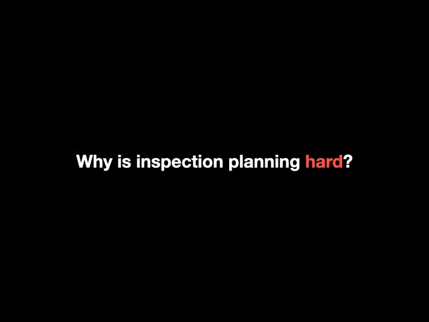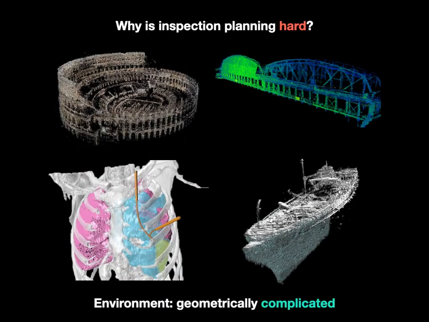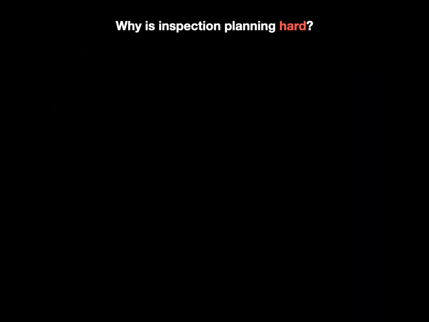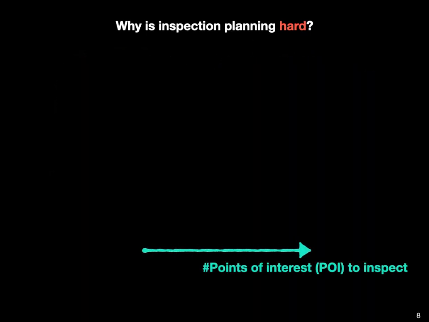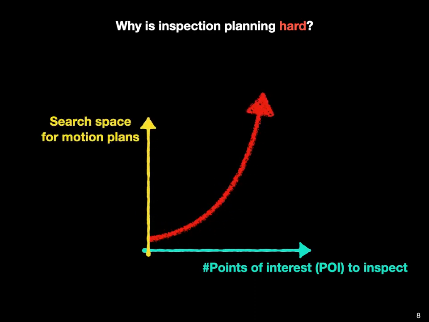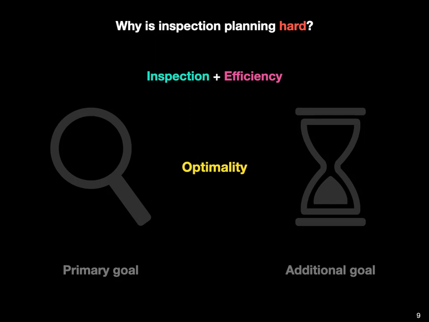Why is inspection planning hard? First, to inspect these complex structures, the robot has to move in a geometrically complicated environment. From an algorithm point of view, considering the points of interest to inspect, the size of the search space for motion plans increases exponentially. And optimal inspection planning considers not only inspection but also efficiency. The primary goal is to inspect as many points as we can while considering the sensor constraints.